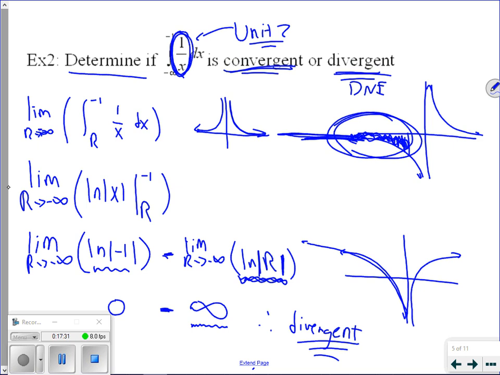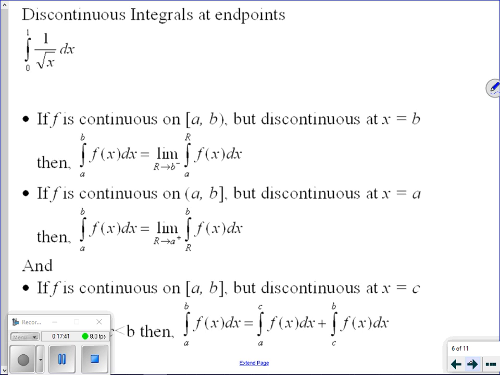We got an infinite bound, so we don't have an actual concrete area, so that would be a divergent area. All right, so we did a few examples of doing infinite bounds, right? So we have an upper bound to infinity, a lower bound to infinity.